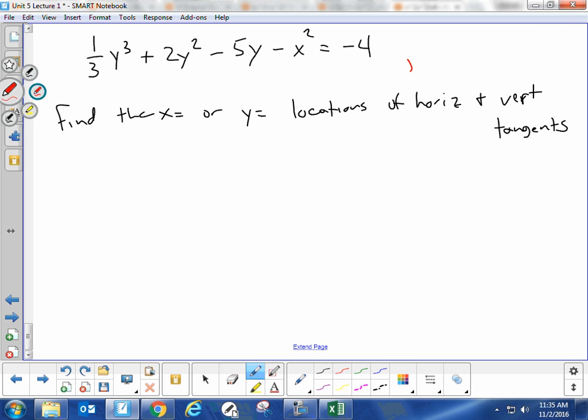We know a horizontal tangent is when dy dx is 0 over a number. We know a vertical tangent is when dy dx is a number over 0. This is the equation for the thing at the back of your throat. You are finding the horizontal and vertical tangent locations for the thing at the back of your throat. Zero for horizontal tangents. Number over zero for vertical tangents.